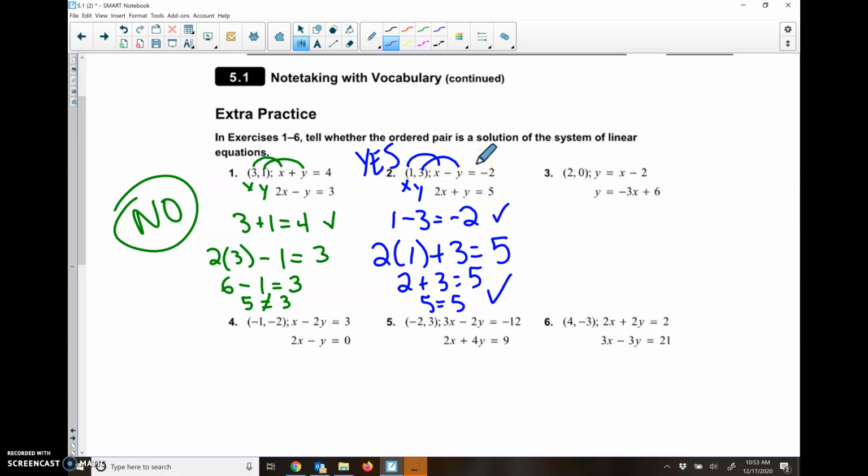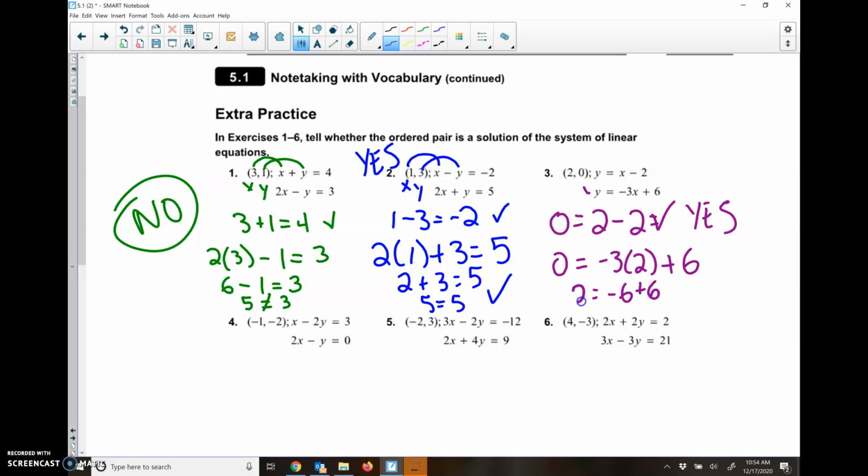Okay, let's look at number 3. Now we have y, 0 equals 2 minus 2. 2 minus 2 is 0, so that works. That is a yes for the top one. And here I have a 0 for my y, so 0 equals -3 times 2 plus 6. -3 times 2 is -6, and -6 plus 6 is 0, so that is also true. That is a yes as well. So for number 3, we got two yeses, and yes, yes makes it a yes overall.